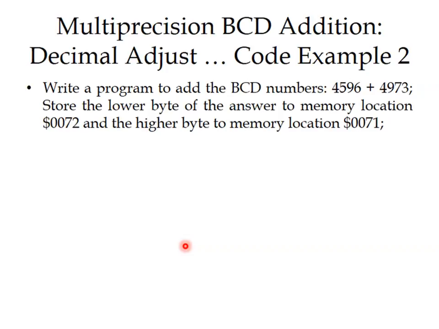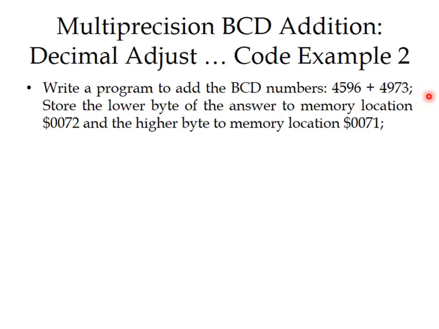In the last example we just added 16 plus 48. Both 16 and 48 were 1 byte long, but now we have 2-byte numbers. For example, here we are trying to add 4596 plus 4973. You can see that both numbers are 2 bytes long, right? How do you add it?